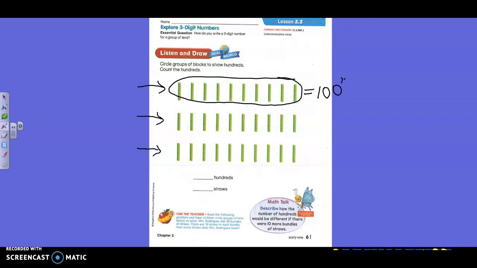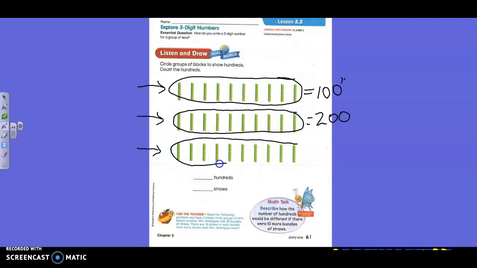So circle the top one. Circle the middle one. This is another 100, which makes how many? 200. Circle the bottom for the next 100. That makes 300. So how many hundreds are there? There are 3 hundreds, which makes how many straws? 300.